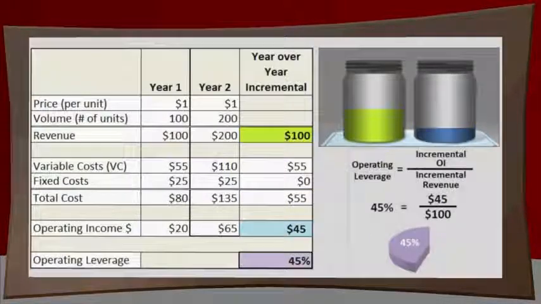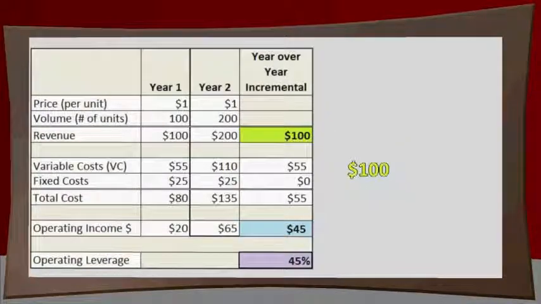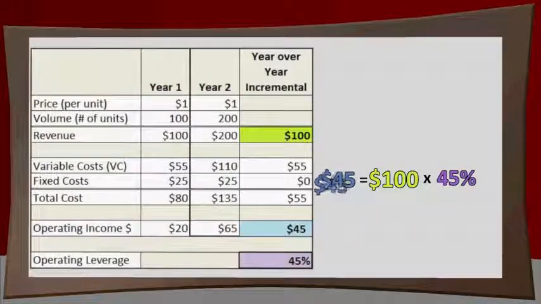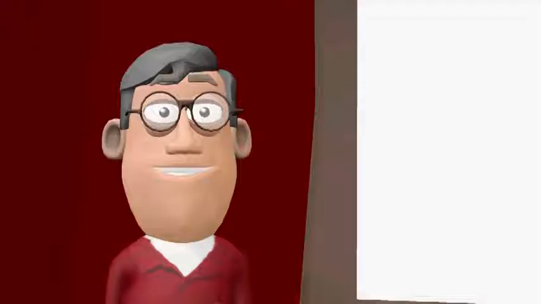Taking the ratio of incremental operating income dollars and incremental revenue over the 2 periods, we recognize 45% operating leverage. In other words, operating leverage is the measure of how efficiently we can turn an incremental dollar of revenue into incremental operating income. Our business goal is to attain 45% operating leverage, or 45 cents of incremental operating income for every incremental dollar of revenue.